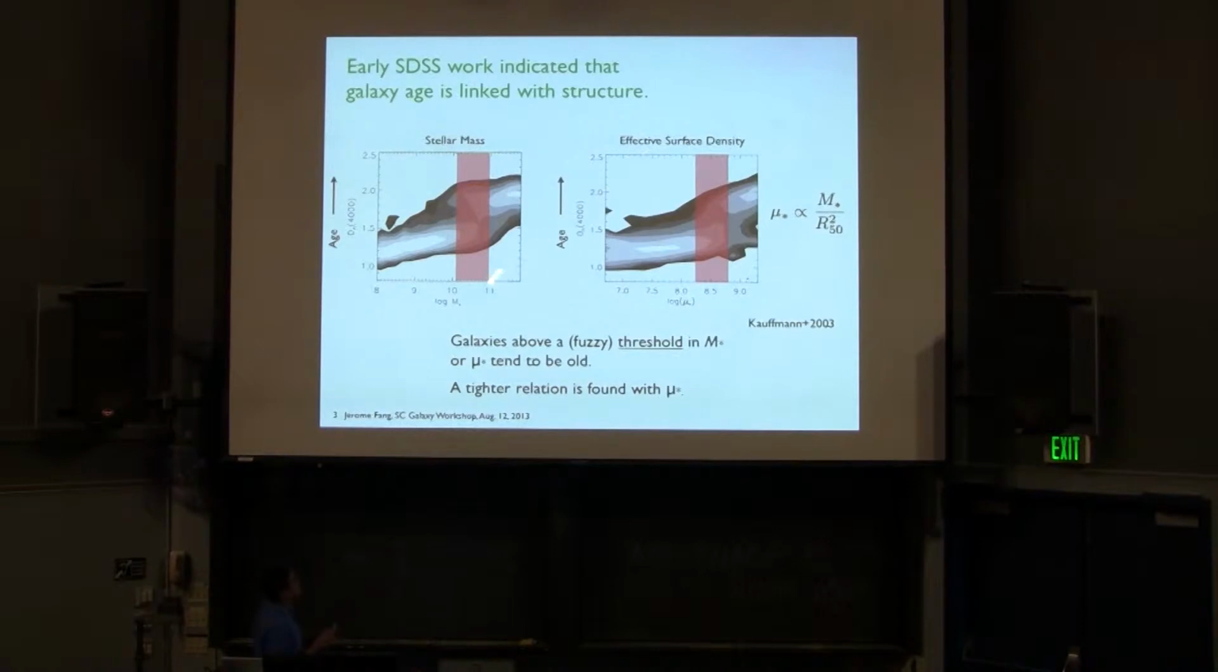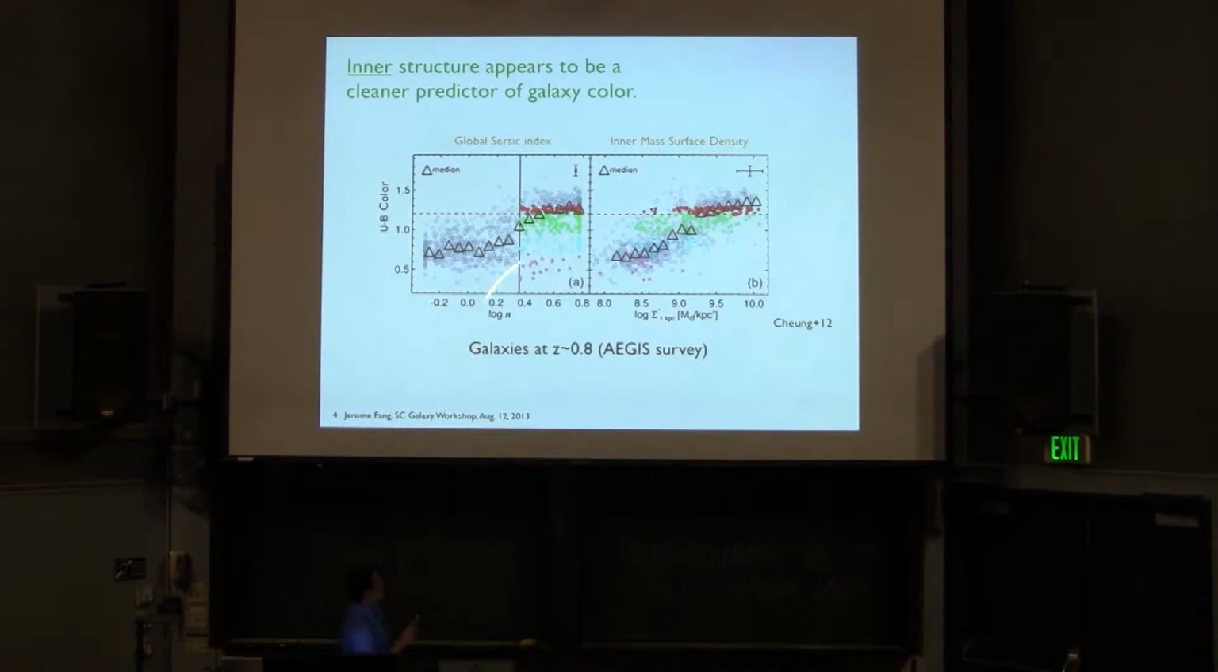But what's interesting when you compare these two is that both of these parameters have a fuzzy threshold. I call it a fuzzy threshold. It's not very well defined. There's still scatter, even up to maybe a dex or so in this particular case. And when you compare these 2 particular parameters, they claim that there is actually a tighter relation between galaxy age and structure if you use effective surface density. So somehow the combination of mass and size is more intimately connected with quenching rather than just the total stellar mass.